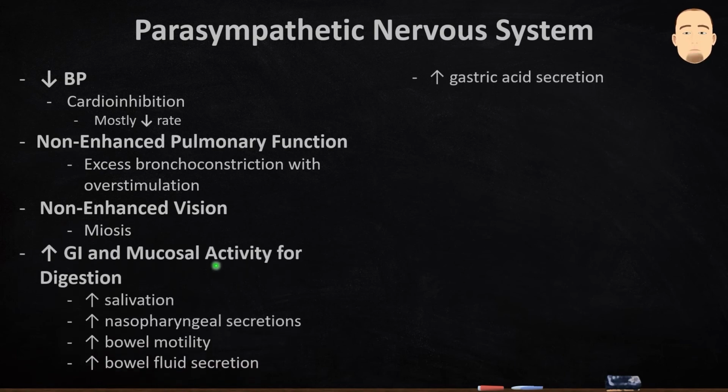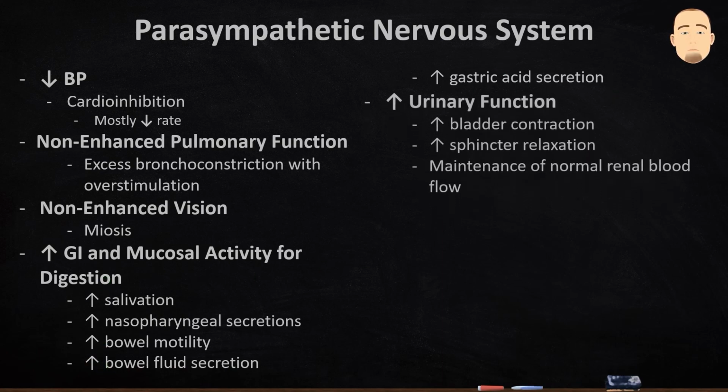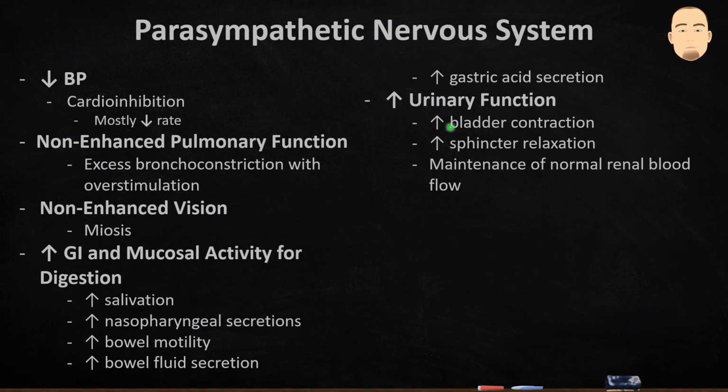Increased GI and mucosal activity for digestion, more salivation, more nasopharyngeal secretions, more bowel motility, more bowel fluid secretion, increased gastric acid secretion. This is all pro-digestion. Okay. Increased urinary activity, more detrusor contraction or bladder contraction, increased sphincter relaxation to allow the urine to get out, and then maintenance of normal renal blood flow.